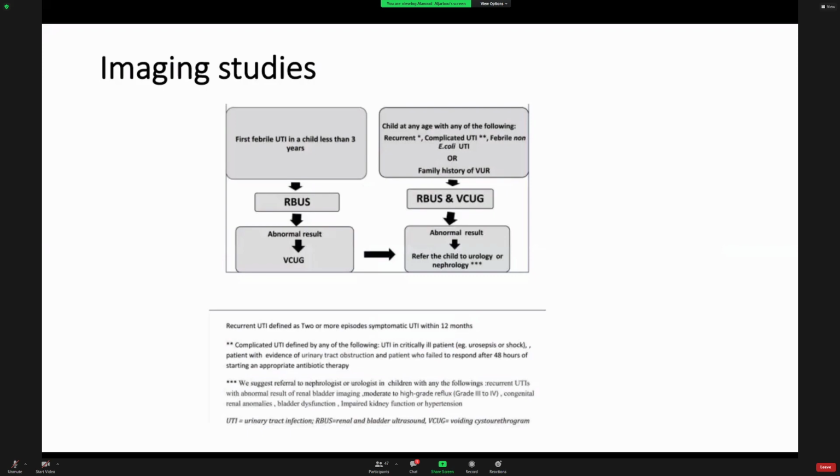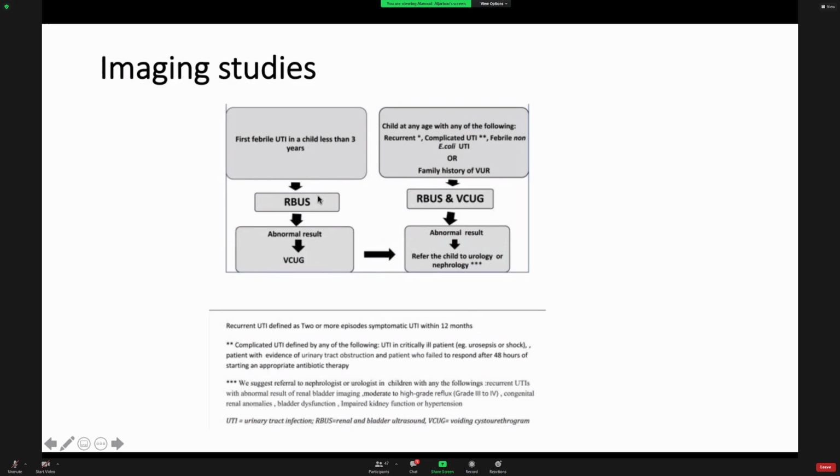For a first febrile UTI in a patient less than 3 years, it's recommended to scan the patient with an abdominal ultrasound to rule out any possible anomalies. If the results are normal, you can stop there. If the ultrasound is abnormal, you can go for a micturating cystourethrogram or voiding cystourethrogram. This is for the first febrile UTI.